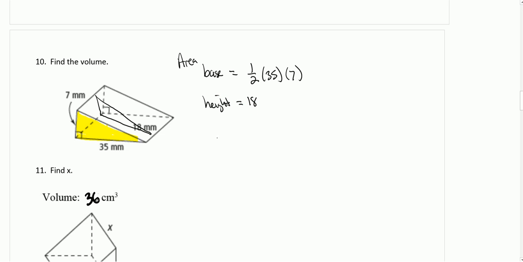And so putting this together, the volume is equal to the area of the base of the prism times the height. And here we get 2,205 cubic millimeters.